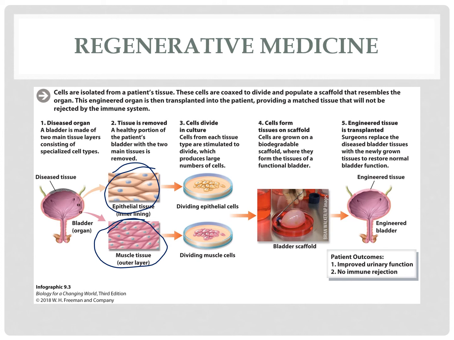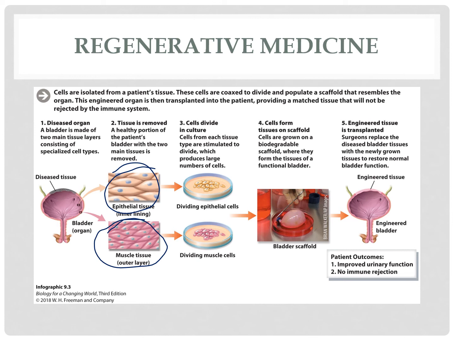So you take a diseased organ like a bladder, right? And it only has two different kinds of tissue types. So you can remove it, and take a healthy portion of the patient's bladder with the two main tissues with it, divide the cells in culture so we can put them on a little petri dish, have them go through their own cell division, and then add those cells to a biodegradable scaffold.